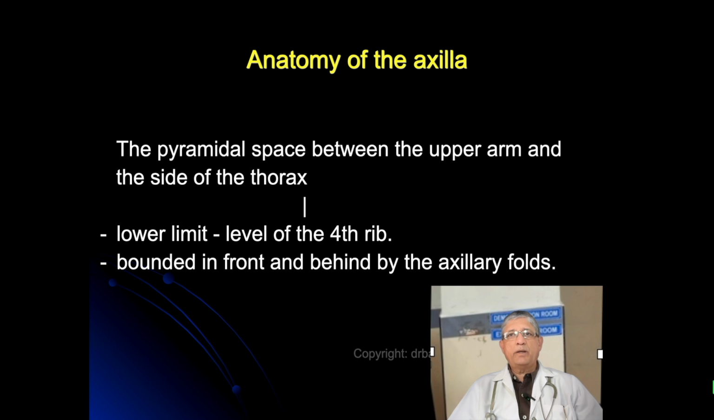The axilla is a pyramidal space between the arm and the side of the thorax, with its lower limit leveling with the fourth rib. It is bounded in front and behind by axillary folds. This hollow space called axilla exists when the arm is lying by the side of the thorax. The shape and size of the axilla varies depending on the position of the arm. The axilla virtually does not exist when the arm is fully abducted. Then the axillary folds disappear and the hollow is replaced by a bulge.